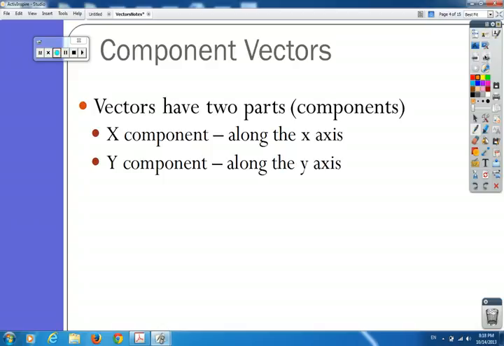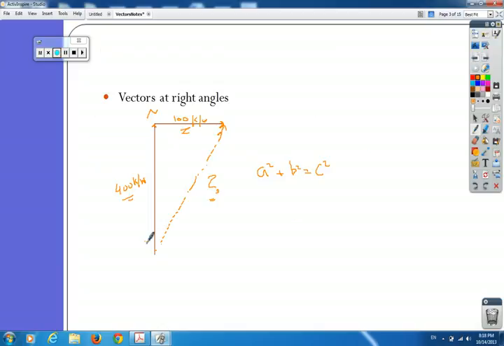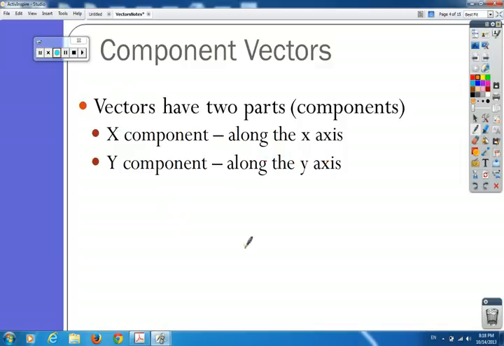Component vectors have two parts, an x component along the x-axis and a y component along the y-axis. That's why we've been breaking everything down into x's and y's. If you look here, this would be your y component, this would be your x component. The resultant was here. So what happens if we go backwards now? What happens if I give you a vector like that? What are we going to do?